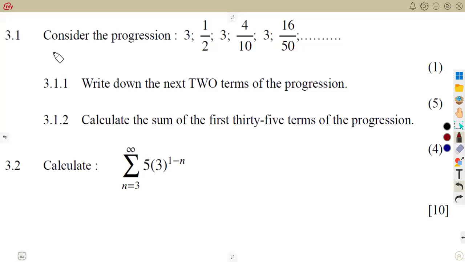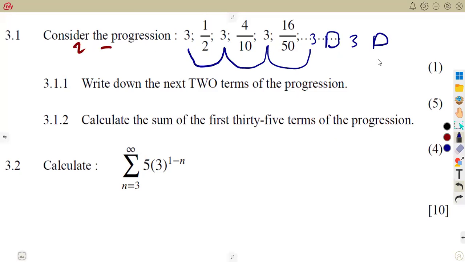So in this question, we are asked to consider the progression which is given. You are given the terms 3, 1 over 2, 3, and so on. If we go through this progression, we can see that there is a geometric progression of the constants from 3 to another 3. We are going to have another term, another 3, and so on and so on. So we have a geometric progression of the constants.